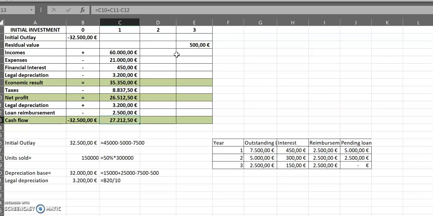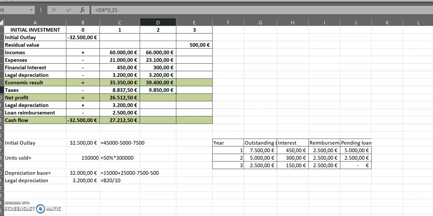For year number 2, we know that incomes increase 10% each year, which means for the incomes of year number 2, we need to multiply year number 1 by 10%, and we need to add it. So it's going to be 60,000 plus 10% of 60,000. Expenses are the same, 35% of the incomes. Since we have a new income, we have new expenses. The financial interest comes from the loan chart, and it's going to be the interest of year number 2. Legal depreciation does not change, and with that information we can calculate the economic result.